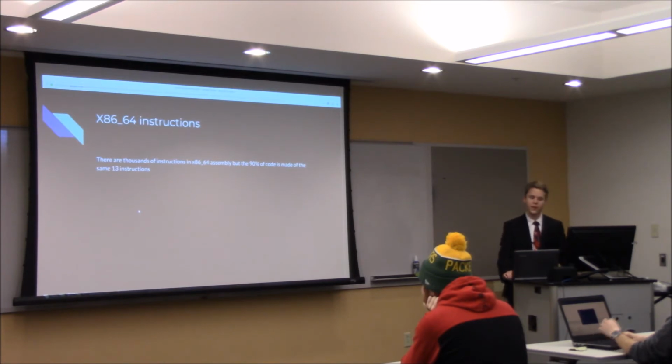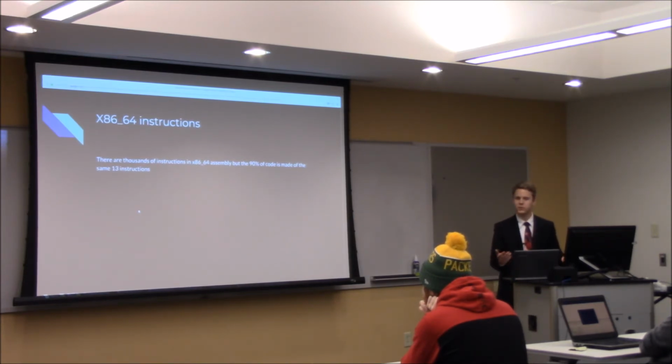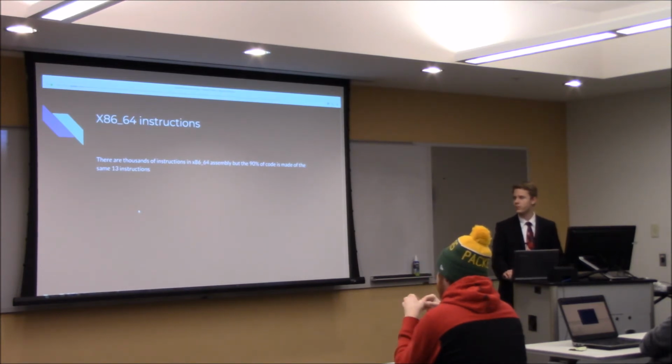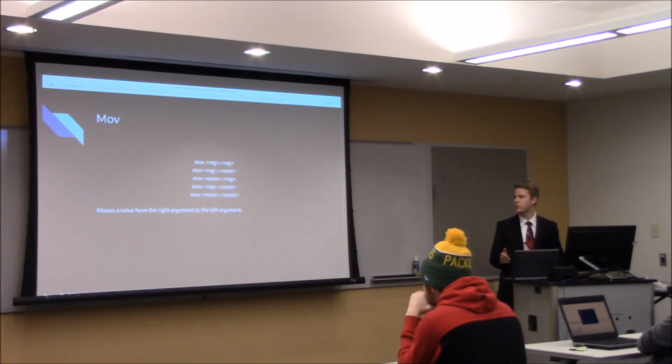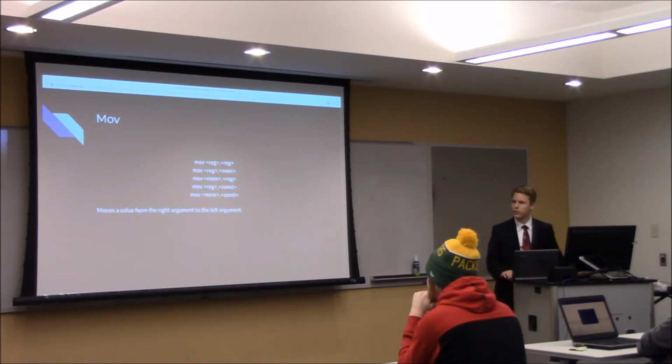So there are thousands of x86 or 64-bit assembly instructions out there, but 90% of code is the same 13 or so instructions. It would take a long time to master, but you can get a pretty good grasp of it pretty quickly. So there's a few key instructions. Move just moves things from the argument on the right to the argument on the left. And you can move between registers, memory and registers, in any order you want. And you can move a constant to memory or a constant to a register. Now you can't move from memory to memory. You have to bring something into a register first if you want to do that.